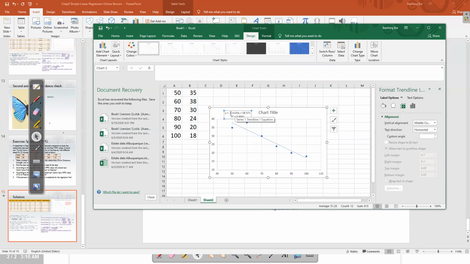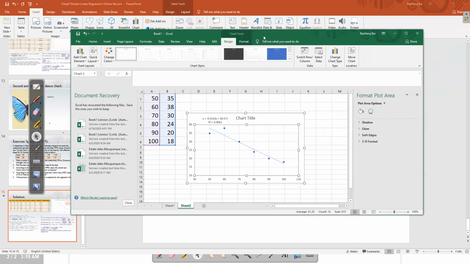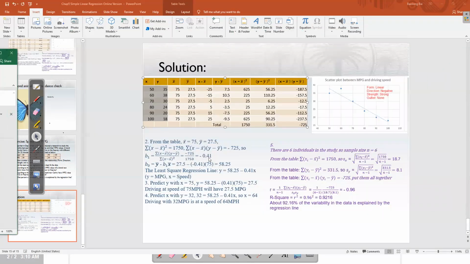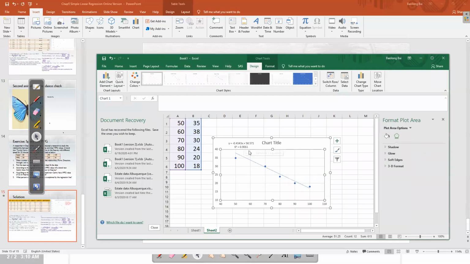0.4143 as a slope, negative, so there's a negative sign here. And the intercept is 58.57. You know, we got negative 0.41 and 58.25. That's close enough. And for R squared, we got 0.9216, and they got 0.9061. That's close enough as well, considering the rounding errors.